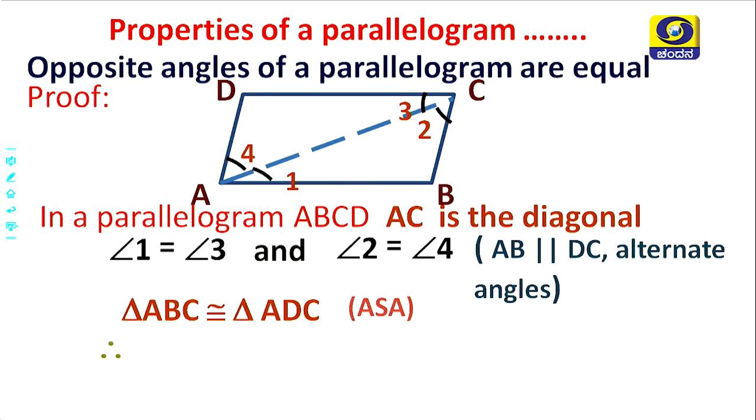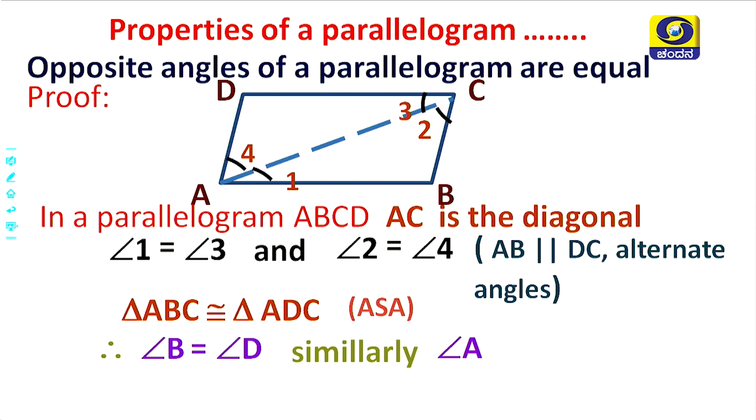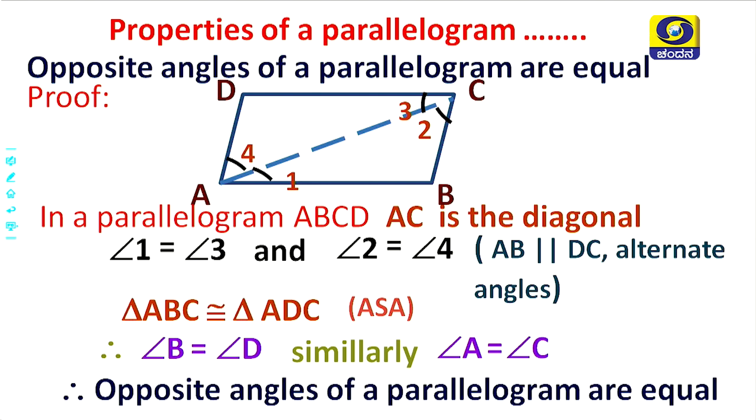Now, therefore, we can tell that angle B is equal to angle D, because if we fold the quadrilateral on AC, it means D superimposes over B, and if I fold over DB, A superimposes over C. Therefore, angle A is equal to angle C. Therefore, we can conclude that opposite angles of a parallelogram are equal.